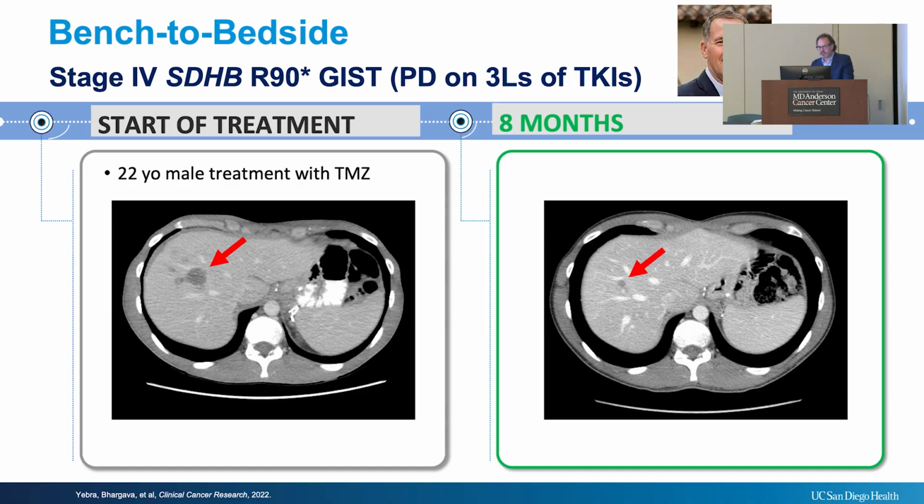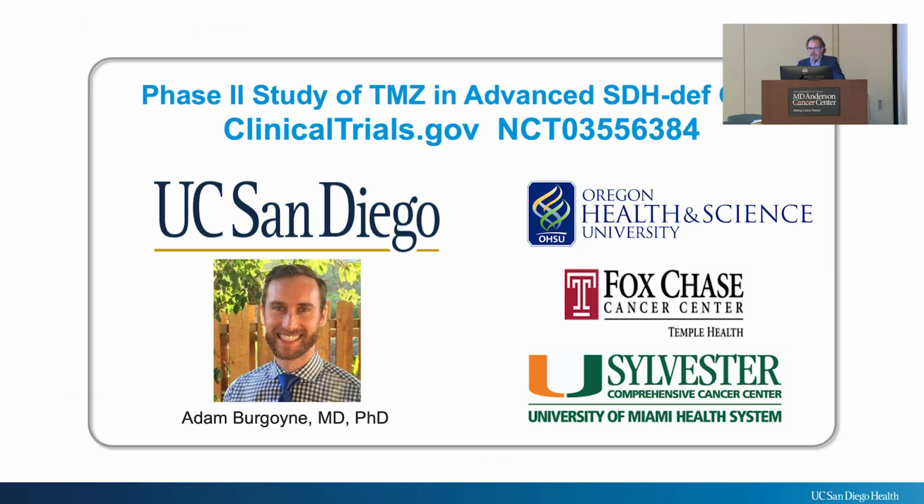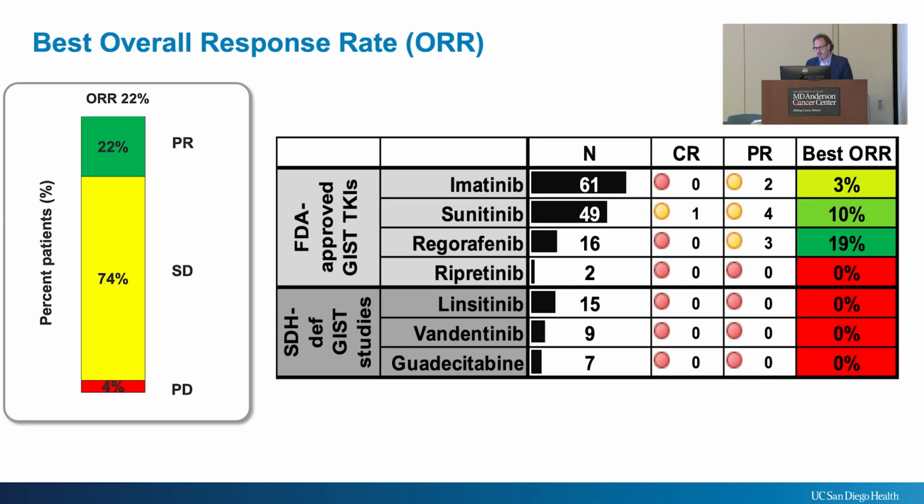And so what this led to was a phase 2 clinical trial of temozolomide in SDH-deficient GIST led by one of my other partners, Adam Burgoyne. We opened this up at 4 sites at the time, including Dr. Heinrich at OHSU. And what we saw here was that we had a 22% response rate. We treated 23 patients. As you can see, compared to the other SDH-deficient GIST trials, this was the first signal that we had something positive going on.